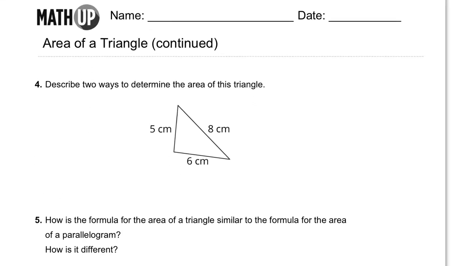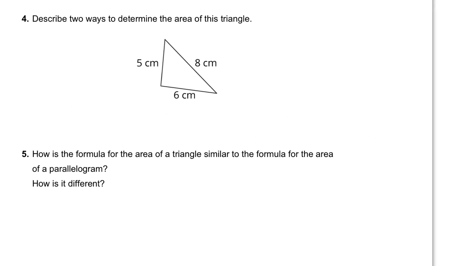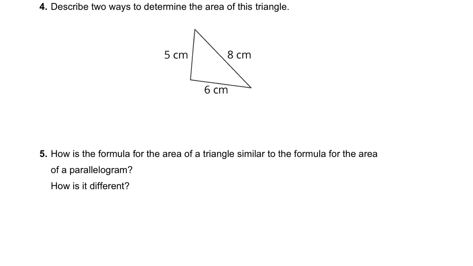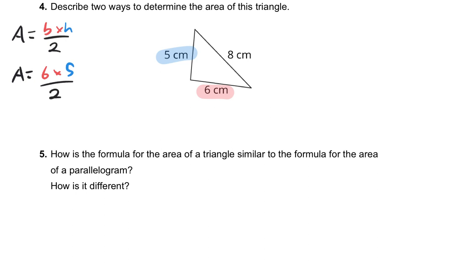On the next page, it asks us to describe 2 ways to determine the area of this triangle. All right, well, first thing I'm going to do is highlight this red and highlight this blue. We know the first thing that we should do, write down the formula for this. Base times height, and all of that is divided by 2. So in this case, area would be 6 times 5, all of that divided by 2.